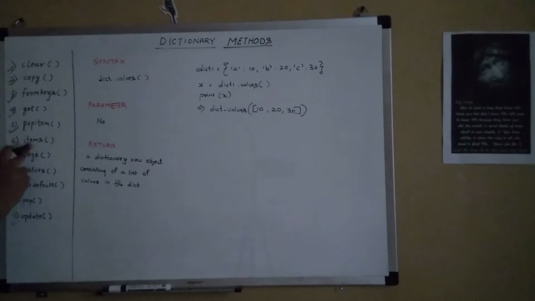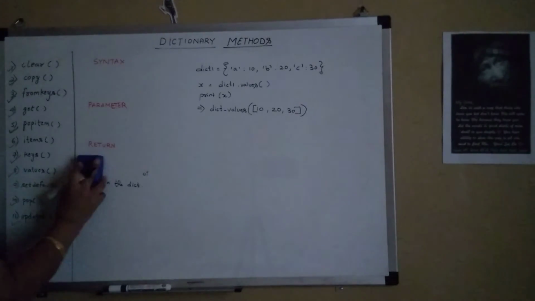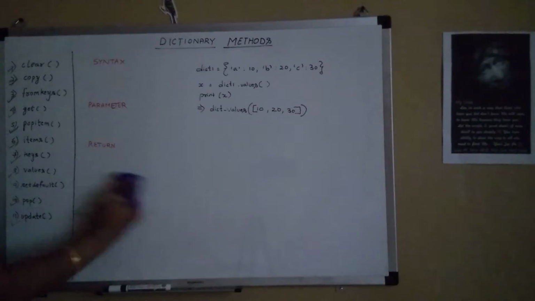Having covered items, keys, values: items gave the key value pair, keys gave only the keys and values gave only the values. So these are the three important methods in the dictionary data type, that is items, keys and then values.